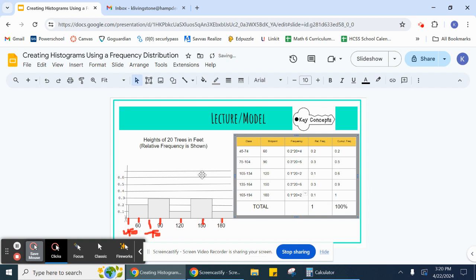If I add all those up, it should total 20. 4 plus 6 is 10, plus 2 is 12, plus 6 is 18, plus 2 is 20. So that is our frequency table for this histogram. All right, let's look at another one now.